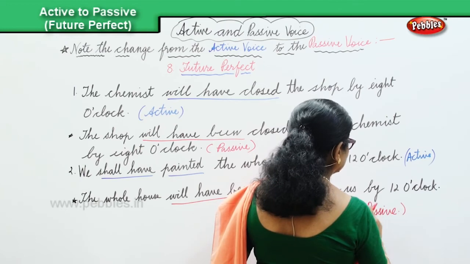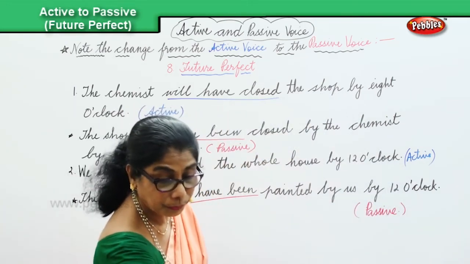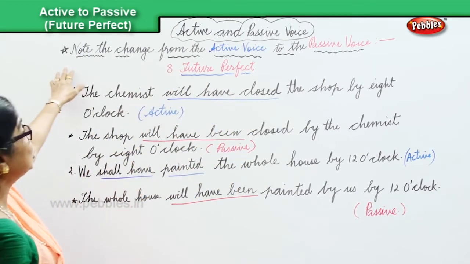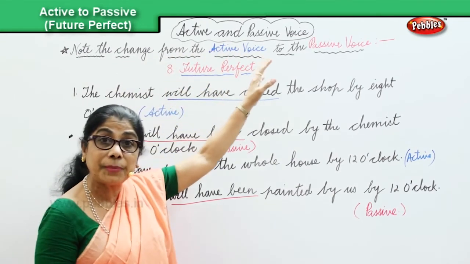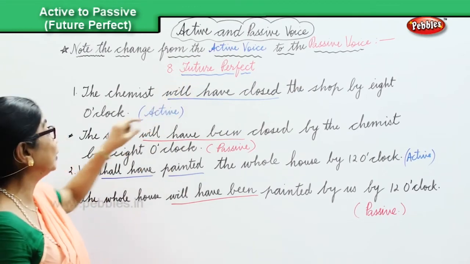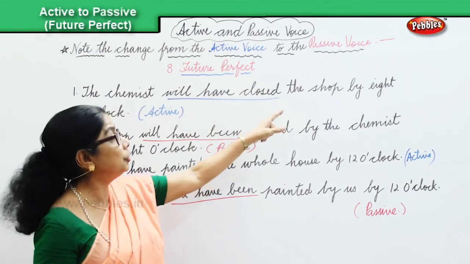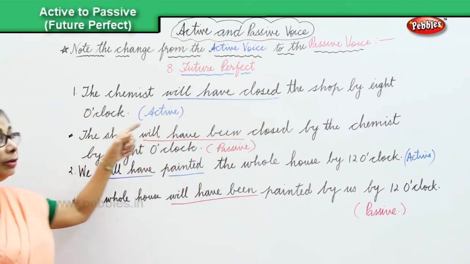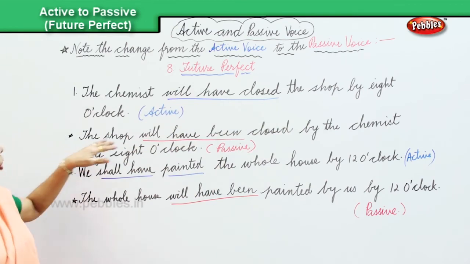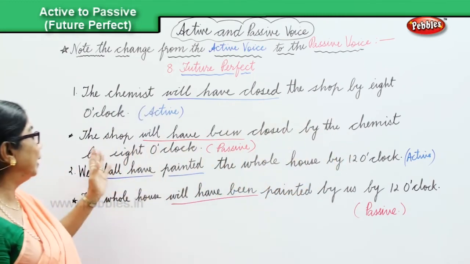We are looking at the future perfect. We are doing the active and passive voice, looking at the change from the active into passive in the future perfect. Look at the sentence. The chemist will have closed the shop by 8 o'clock. That's active. We're changing into the passive. The shop will have been closed by the chemist by 8 o'clock.